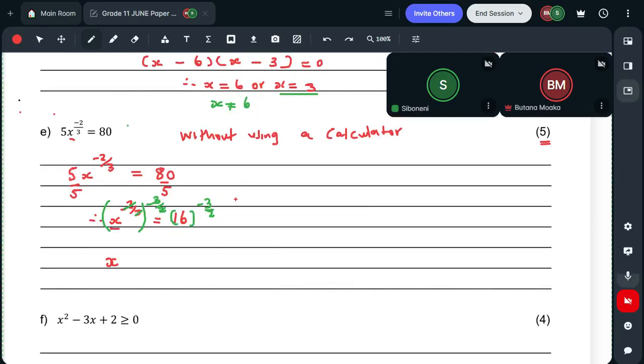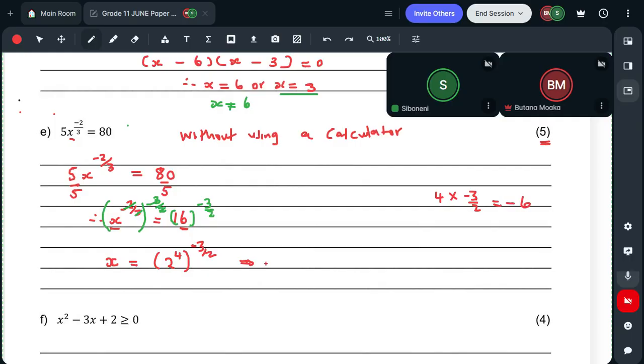Please don't punch a calculator, without using a calculator. I'm going to first change the 16. I know that the 16 is 2 to the power 3. No, not 2 to the power 3, but 2 to the power 4. And then this is to the power minus 3 over 2. So the next thing, you just have to multiply out your exponent. So this is 4, which is multiplied by negative 3 over 2. So 2 goes into 4 2 times. So 2 times 3, that's minus 6. So this will be minus 6.